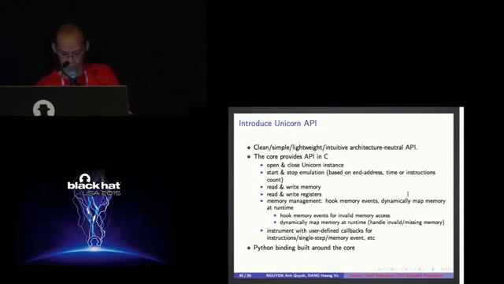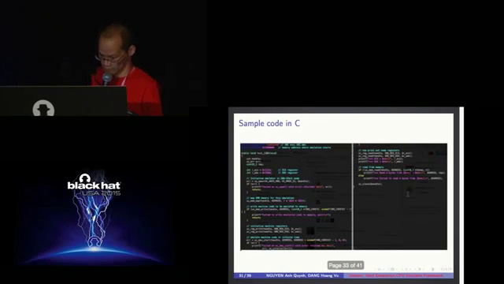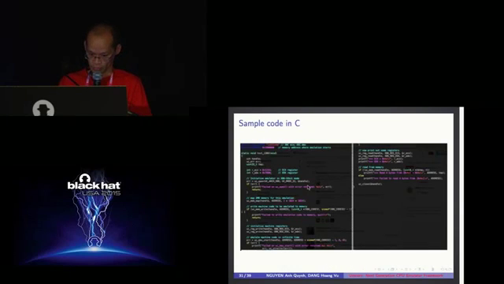On top of the C API, we built the Python binding. The Python binding is available now. You can use that to build your tools. So here's one simple code example in C.